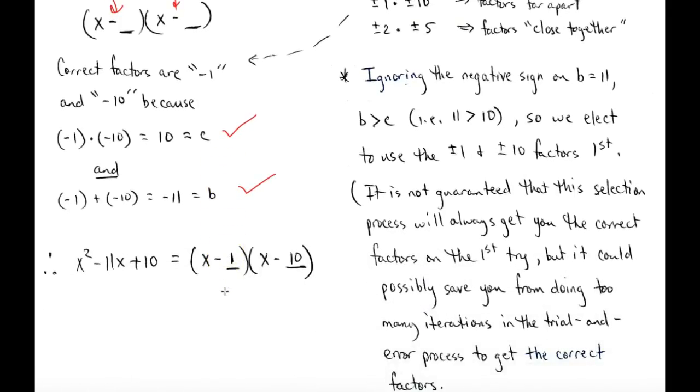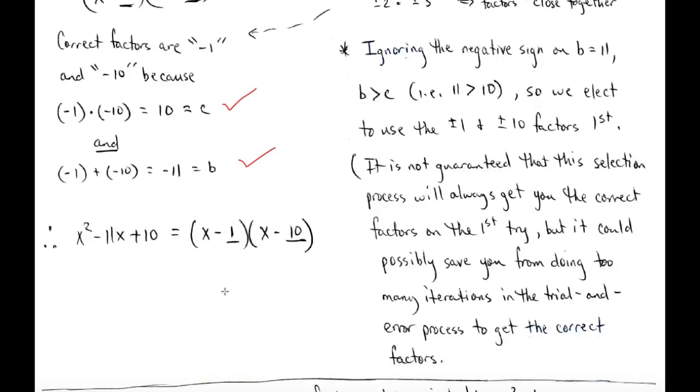And since we have subtraction signs for both, it really does not matter where we place the 10 and where we place the 1. So here we put 1 and 10 in either one of these spots. And of course, if we multiply this out, we'll have minus 10x minus 1x, which gives us a minus 11x, which is what we need. So we know that x minus 1 times x minus 10 is the proper factorization for this particular trinomial.